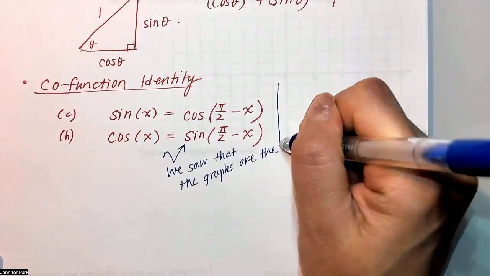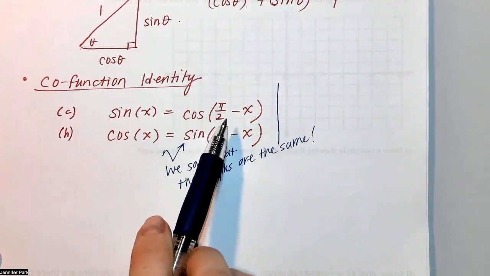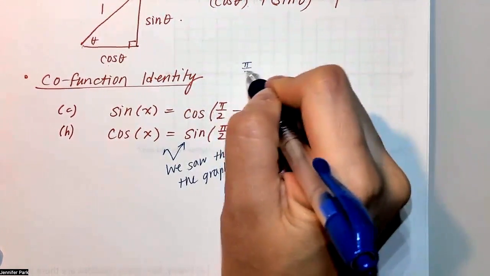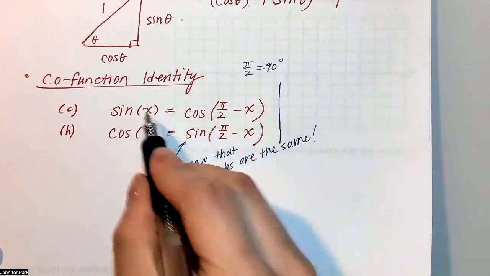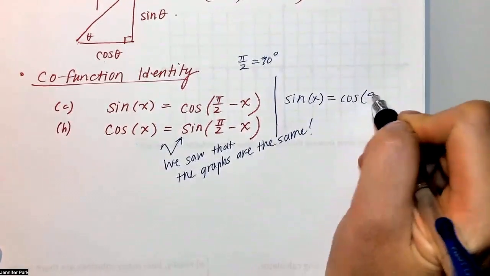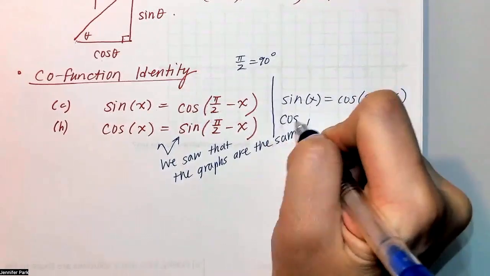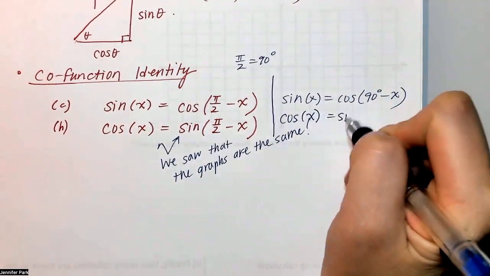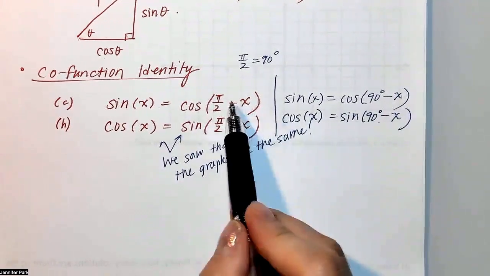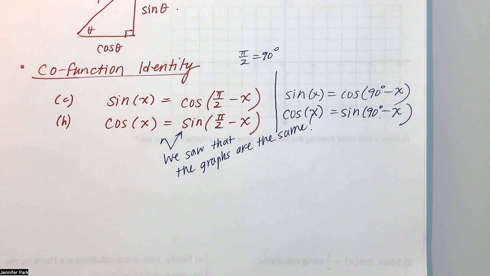There is another way to write this, and there's actually a lot more, but another version would be using degrees rather than radians. So pi over 2 is 90 degrees, so this can be written as sine of x equals cosine of 90 degrees minus x, and cosine of x equals sine of 90 degrees minus x. It's just another way of writing this co-function identity, using degrees as units.